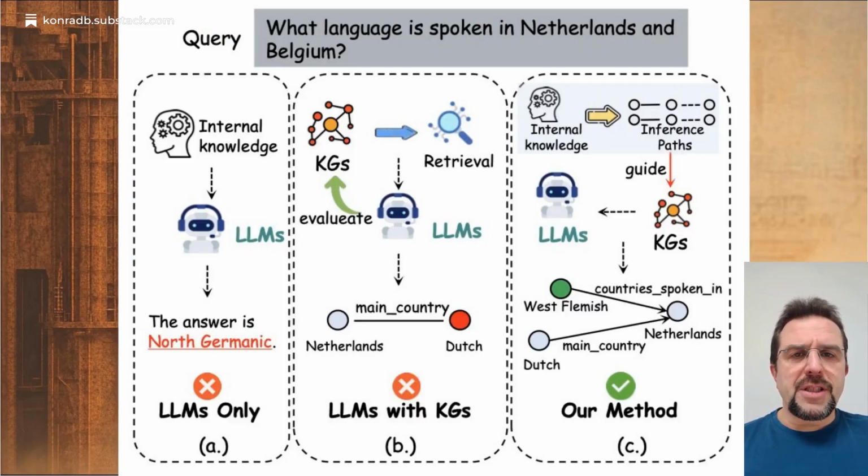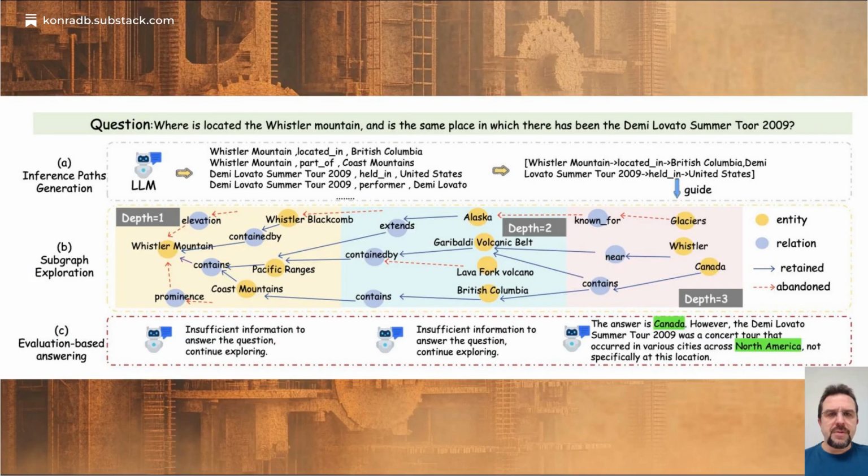Figure 1 illustrates the key problem. When asked, what language is spoken in Netherlands and Belgium? An LLM alone might hallucinate North Germanic. The middle approach using knowledge graphs doesn't provide enough context for good reasoning. NoPath's innovation is mining the LLM's internal knowledge first, using that to guide how it explores the knowledge graph. This two-step process creates better integration between what the model knows and what's in the external database, leading to more accurate and interpretable results.